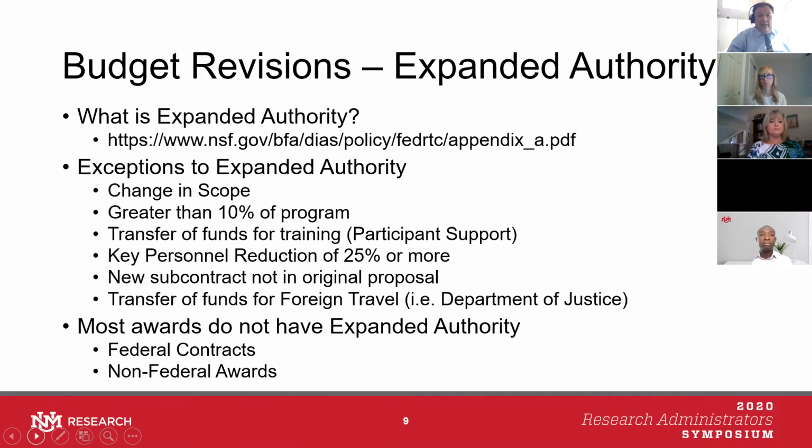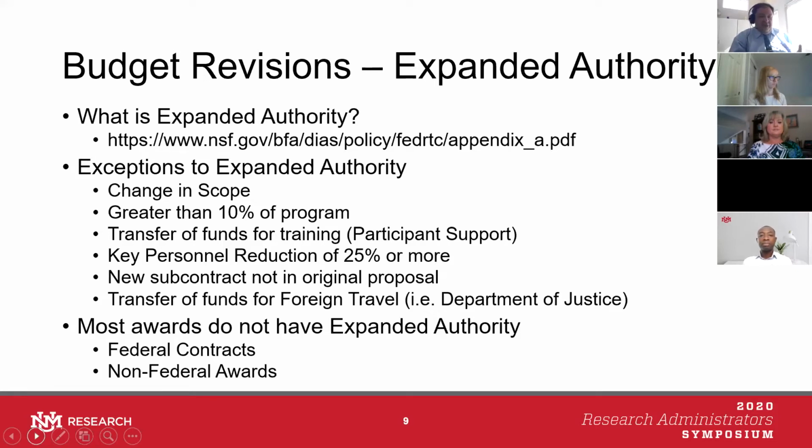Okay. Now, often when I get a budget revision, and I have to request that, or I tell the department this needs prior approval from the funding agency, I get back a response saying, well, this is under expanded authorities. Yes, expanded authorities does allow us to rebudget without getting prior approval from the agency, except it's only useful in certain situations. If it's a federal contract, if it's a non-federal award, expanded authorities doesn't apply. And even in those cases where expanded authorities does apply, there are exceptions.